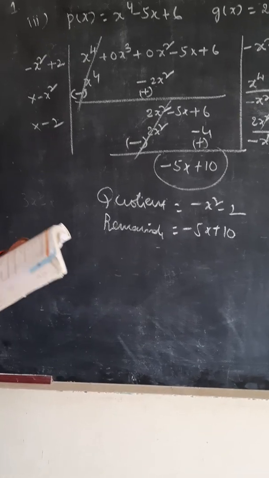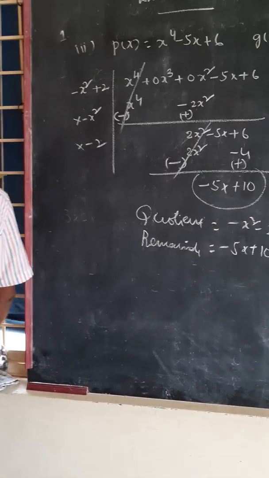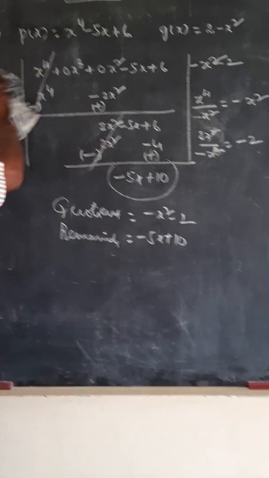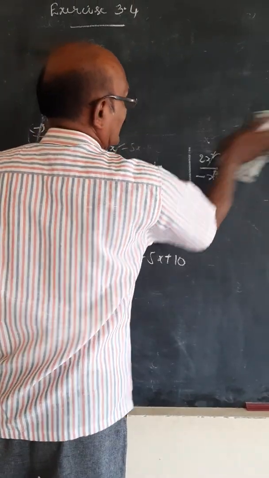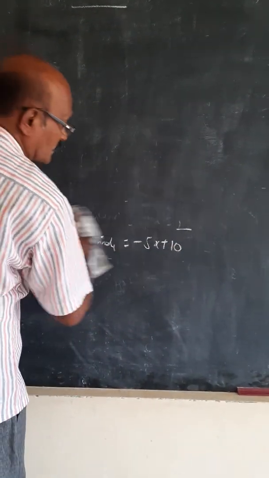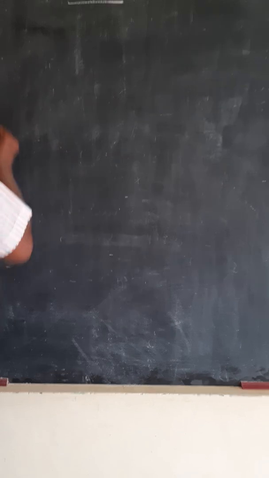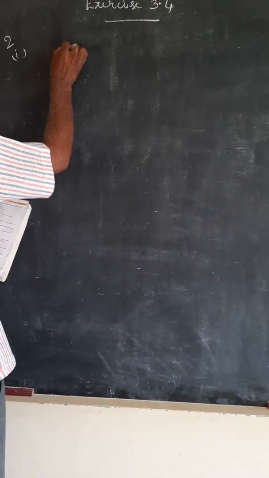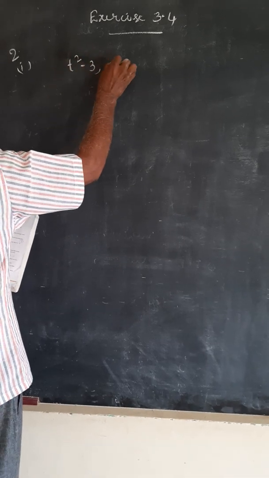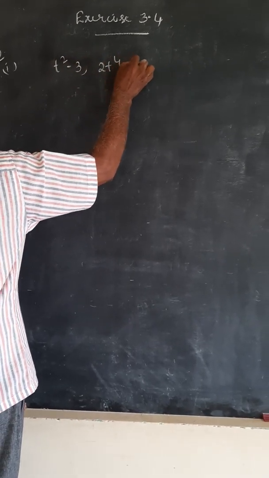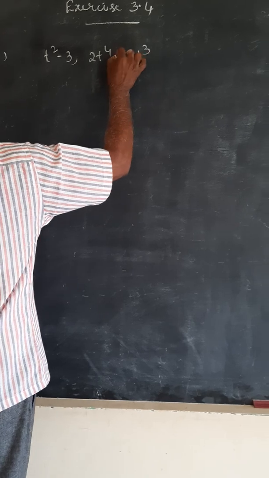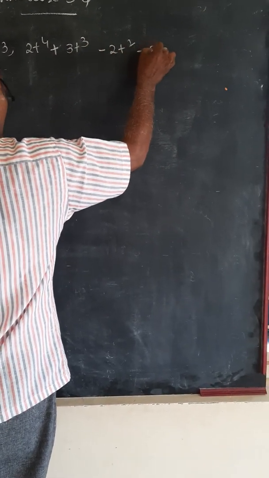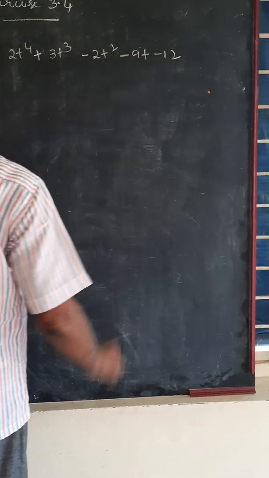So last one more bit I will explain. This is homework. First Roman 3 bits are there. Take the 3 bits as homework. And second Roman, I will explain the first bit. t square minus 3, 2t power 4 plus 3t cube minus 2t square minus 90 minus 12.